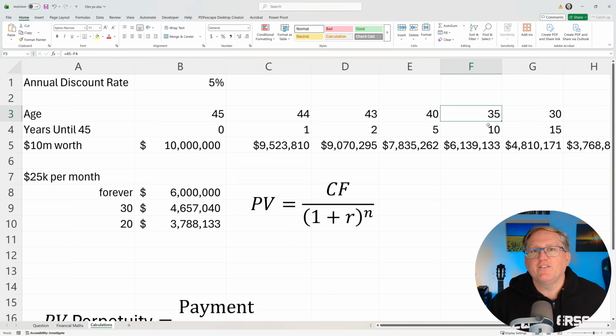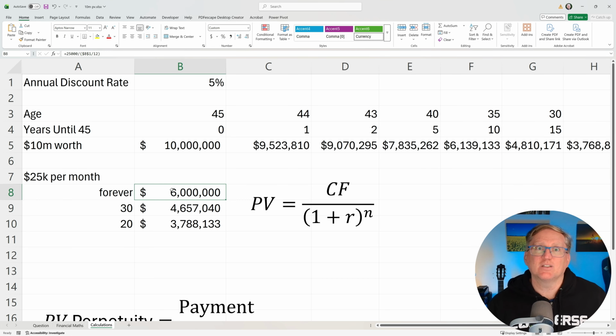If you were 35, if you're going to wait 10 years, then waiting 10 years, it's only actually 6 million in terms of that present value. So now we're getting much closer to our 25,000 per month. Once we get down to 30, then getting 10 million as a one payment in 15 years' time is going to be worse than getting the 25,000 per month, which we've established is worth 6 million right now.